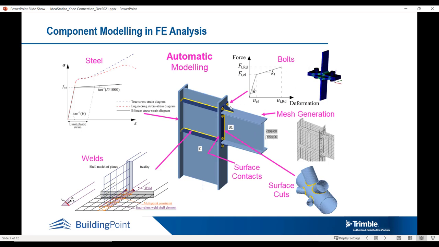So for bolts, there's a bilinear simulation of the nonlinear behavior of the bolt, force versus deformation. Mesh is automated in terms of size and validated extensively. Surface cuts could be straight cuts, such as the beam to the end plate, or more complex cuts like this, and you can nominate the weld at that interface very easily. Nothing further to do. And the contacts, the boundary conditions between bolted plates, is automatic.